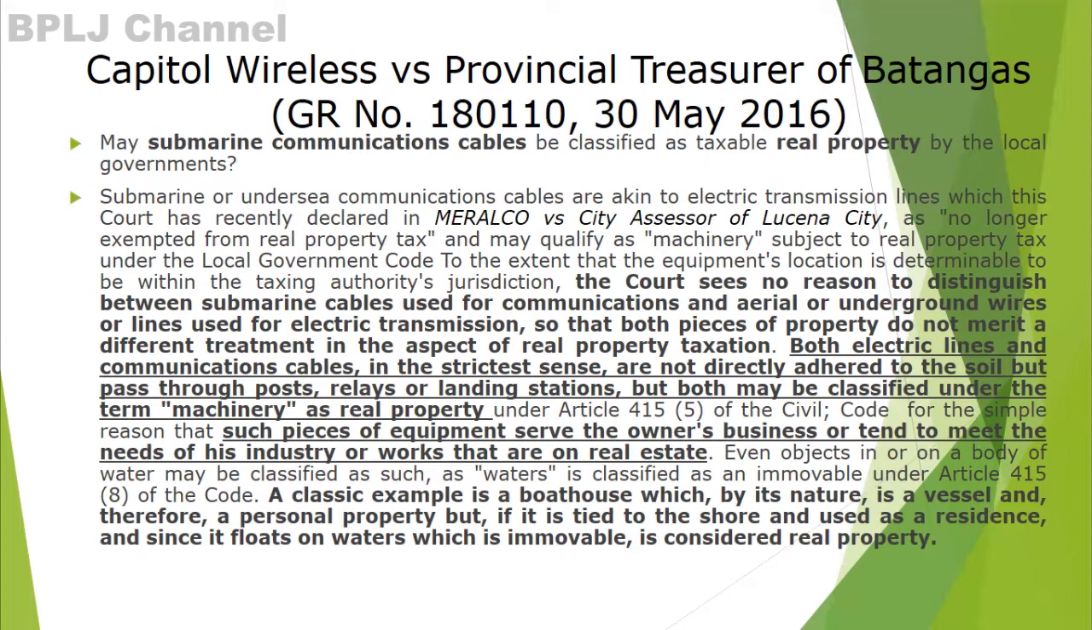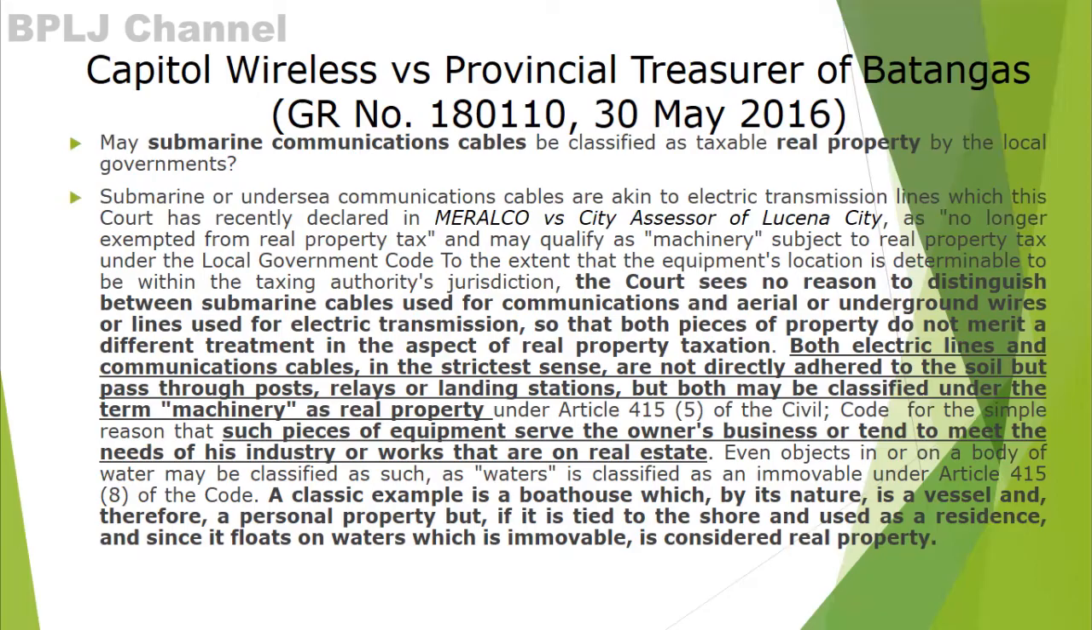So such pieces of equipment serve the owner's business or tend to meet the needs of his industry or works that are on real estate. So further, Capital Wireless further told us that a classic example is a boathouse, which by its nature is a vessel and therefore a personal property.